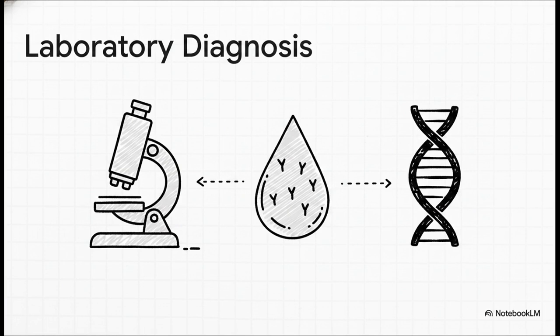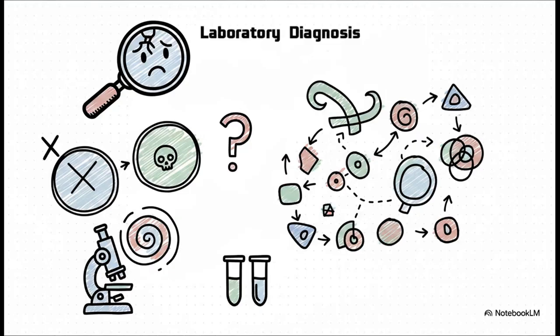And finally, advanced molecular methods. But you might be wondering, why do we need all of these different techniques just to find one bug? Well, because of an absolute diagnostic nightmare. Entamoeba histolytica is morphologically identical to a completely non-pathogenic, harmless intestinal cousin called Entamoeba dispar.